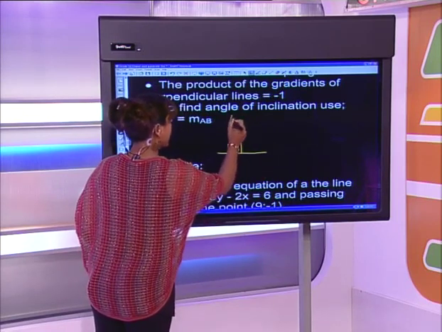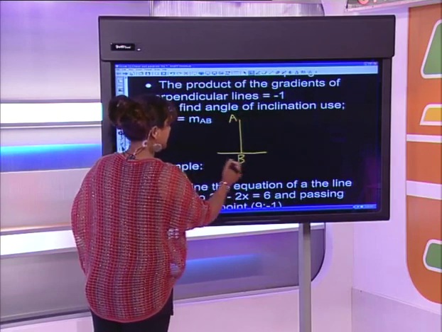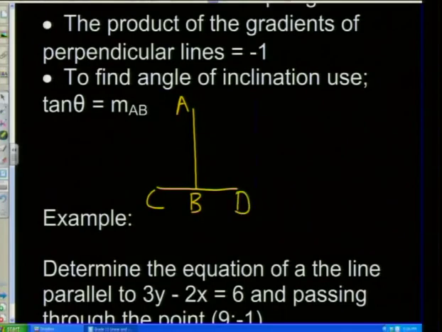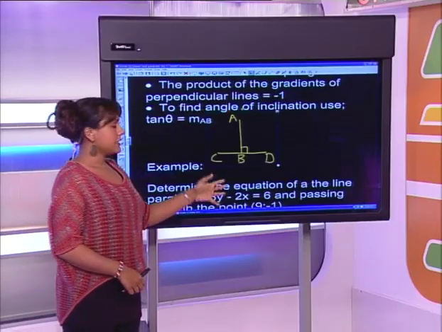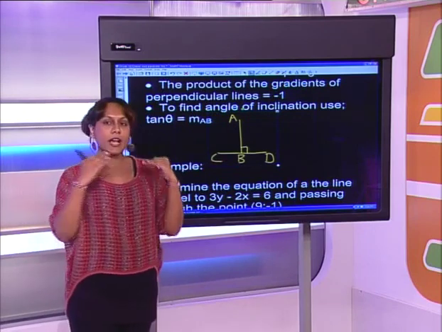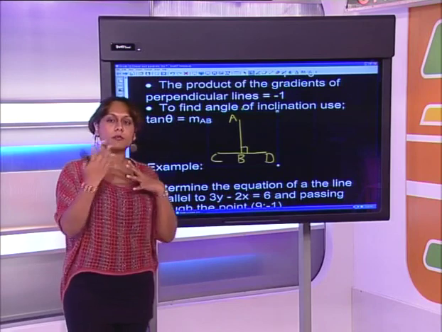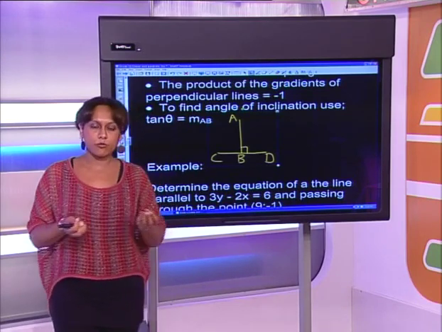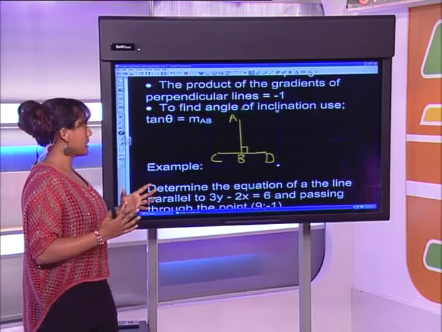So if I have line AB perpendicular to line CD, if I know what the gradient of AB is, I know then, because AB is perpendicular to CD, that the product of those gradients will be equal to minus 1. So for example, if the gradient of AB is equal to a half, then the gradient of CD would have to be negative a half, because a half times negative a half gives you negative 1. Okay, so that's some of the theory you need to remember.